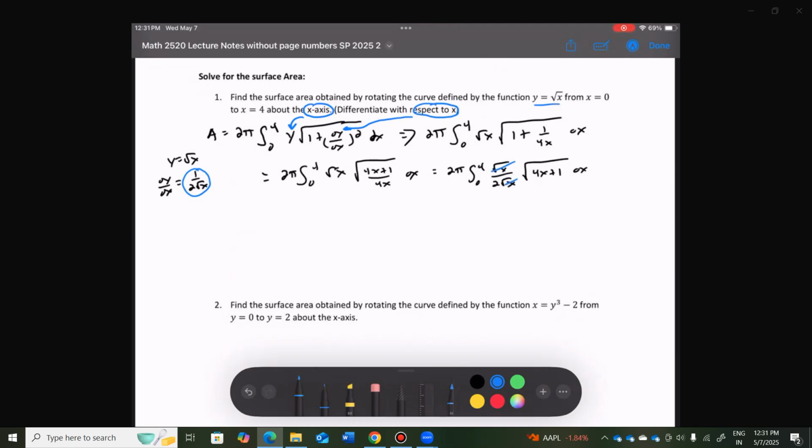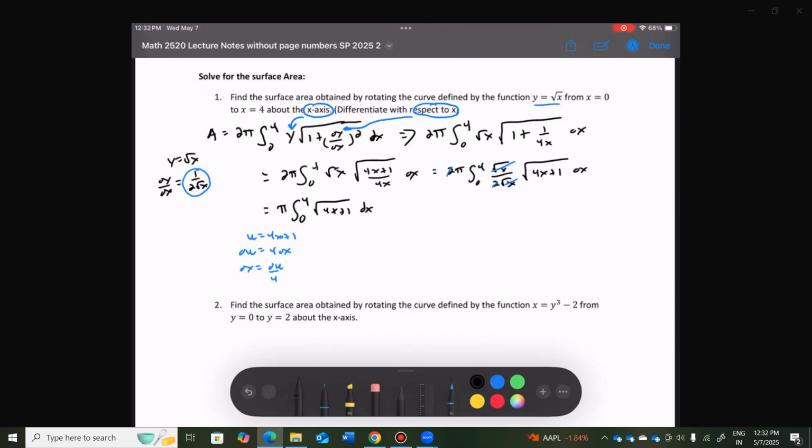So let's see, we have 2 can cancel too. So pi, let me cancel those. The fact that it was on the outside threw me off. 0 to 4 square root of 4x plus 1 dx. And so we'll do a u substitution. U equals 4x plus 1, du equals 4 dx. So dx is du over 4.